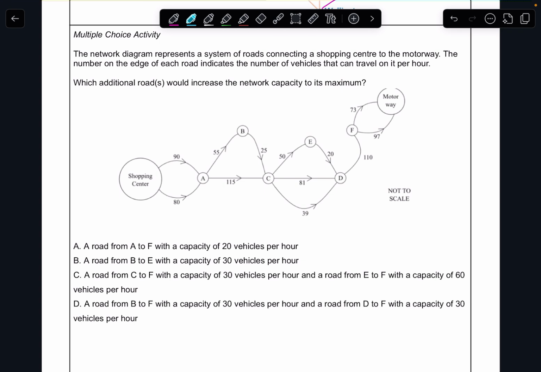A road from A to F with a capacity of 20 vehicles. So A to F. Let's look at these separately. So if we go A to F and we add an extra 20 vehicles, I'm just going to do one at a time. So A to F and 20. So what's coming in? So I've got 90 and 80. That's 170. Sorry, just get my calculator. Then I can see if I've got 55 and 115. 55 plus 115. I just have to turn my light on. Give me a second.